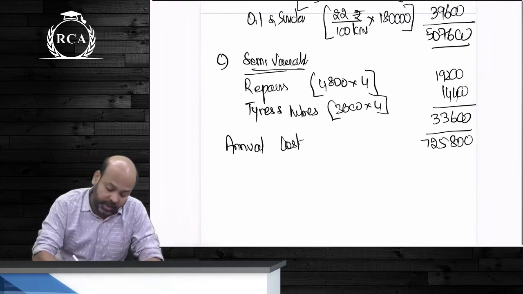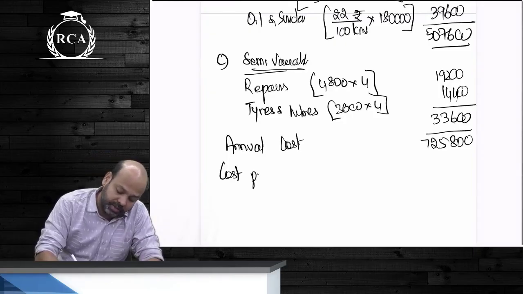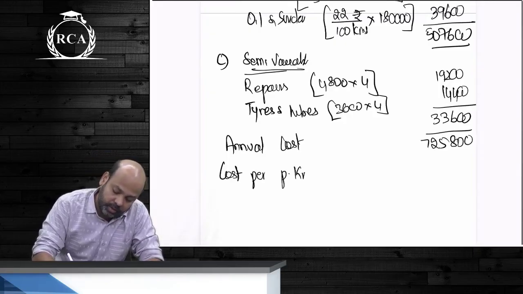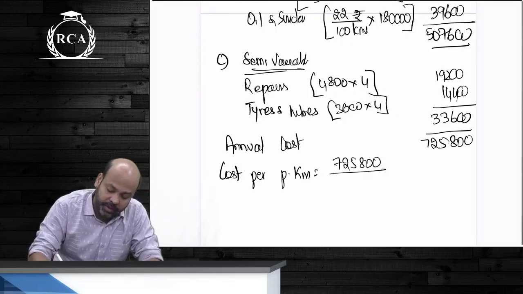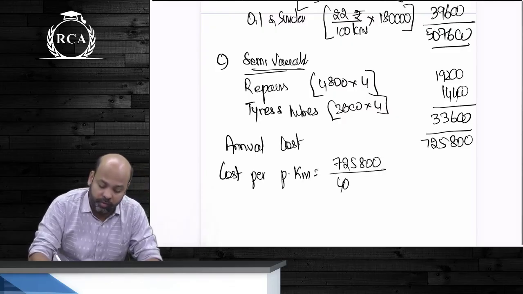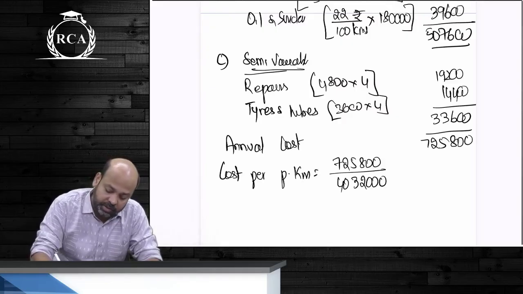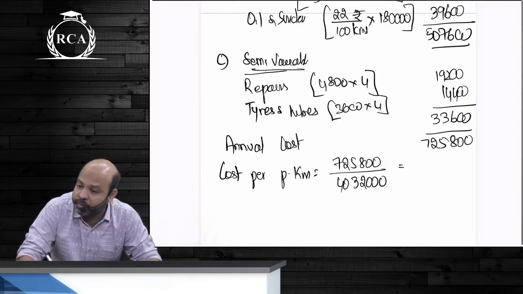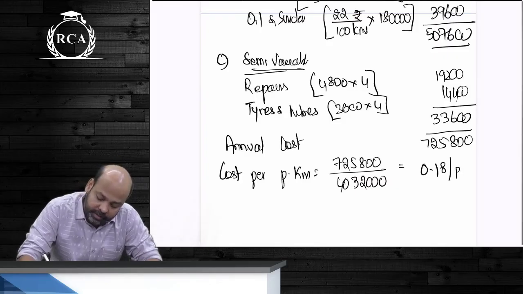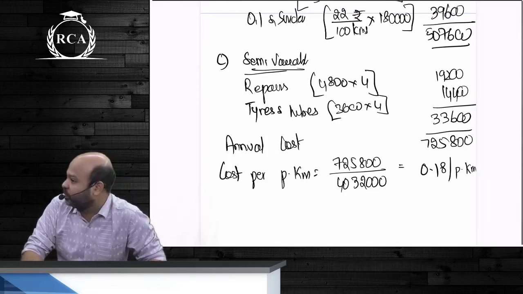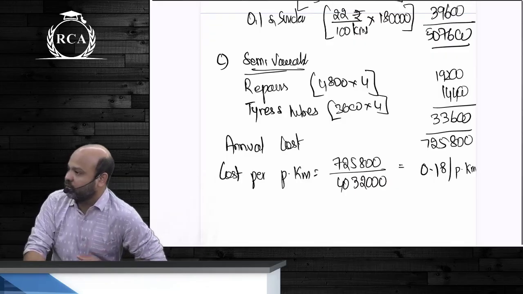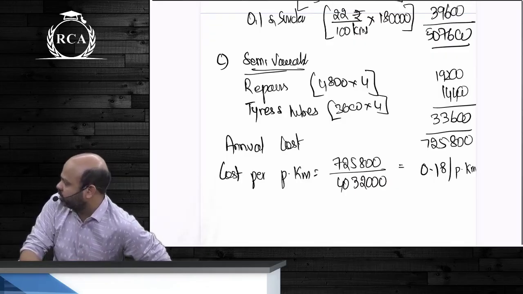Once you get this, you will get cost per passenger kilometer. Cost per passenger kilometer will be 7,25,800 divided by 40,32,000 passenger kilometers. Exactly 0.18, correct. 0.18 per passenger kilometer is your cost. Are you all clear about this?